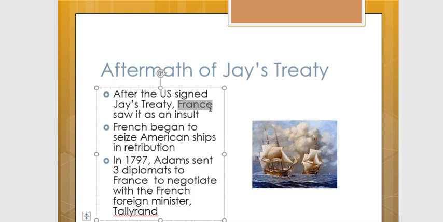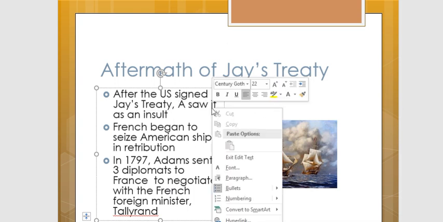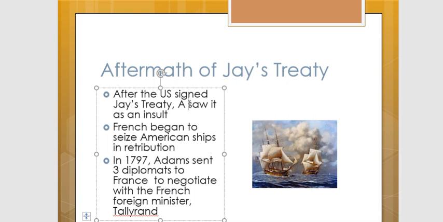So after Jay's Treaty with Britain, remember we signed that treaty because we basically didn't want to go to war with Britain, so we signed the humiliating treaty with Britain where we basically sign everything over to them. Well, guess what? A lot of Americans saw Jay's Treaty as an insult, and they were upset about it. On top of that, France also sees it as an insult because we're signing a non-aggression treaty with Britain.